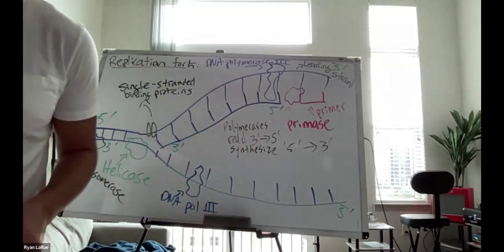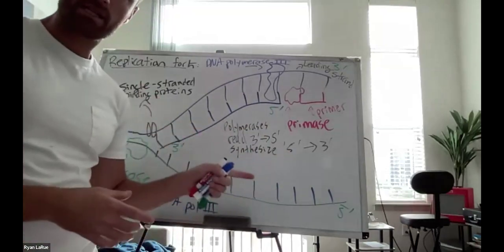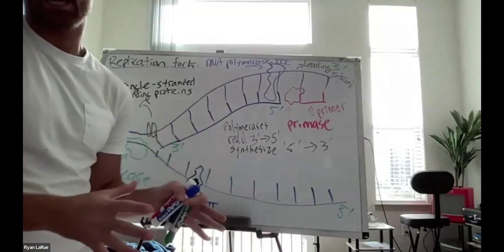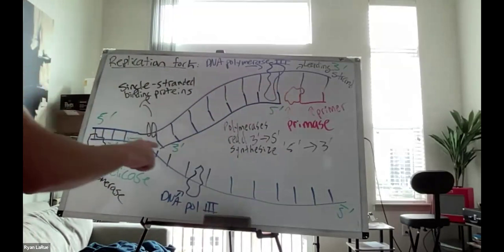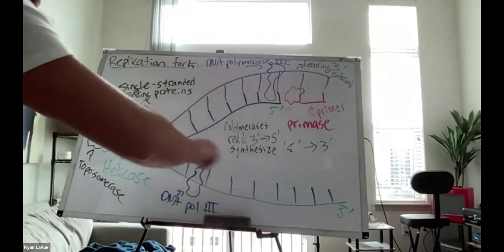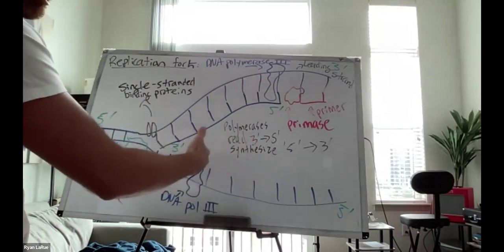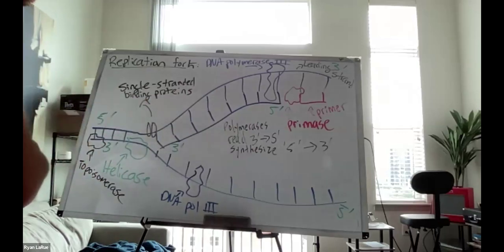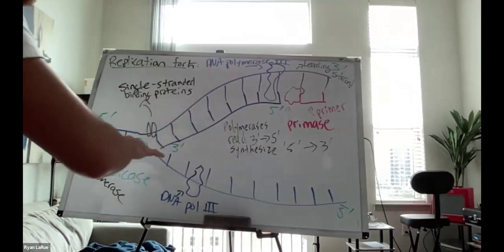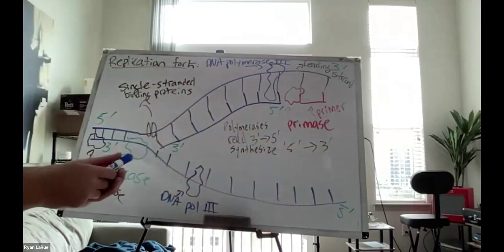And so this strand is going to be synthesized discontinuously. The leading strand was just continuous, super easy. Well, this one, we keep moving this way, and so this enzyme's got to keep coming back as we're moving forward, if that makes sense. Because it can only go in this direction, reading 3 to 5, synthesizing 5 to 3.